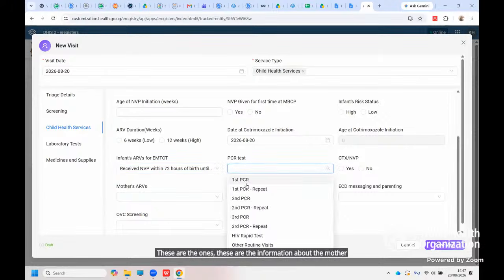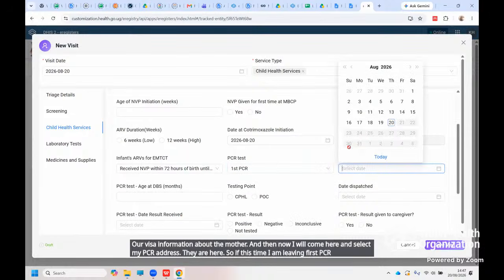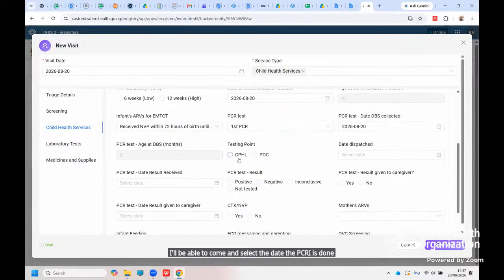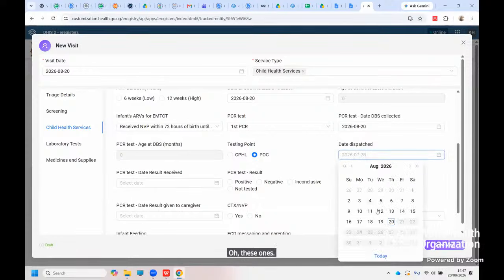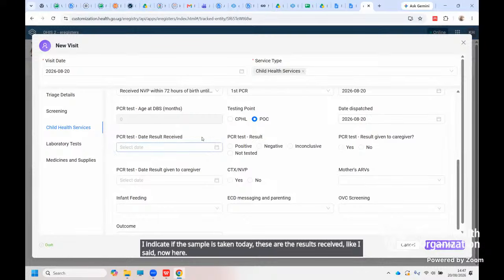and then now I will come here and select my PCR tests. They are here. So if this time I am giving the first PCR, I will be able to come and select the date the PCR is done, and then testing point, all these ones here, date dispatched. I indicate if the sample is taken today, PCR date, results received. Like I said, now here, some of these ones might not be filled today.